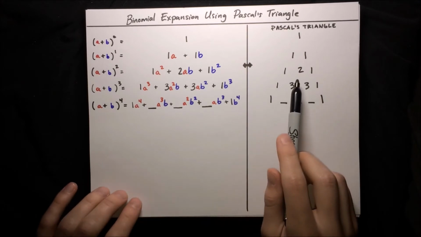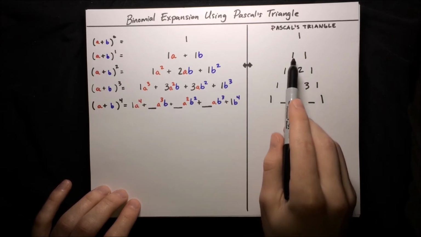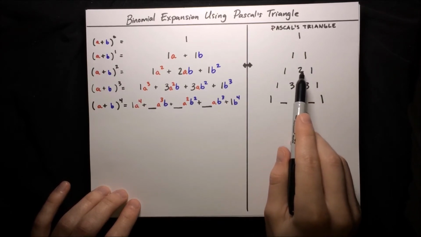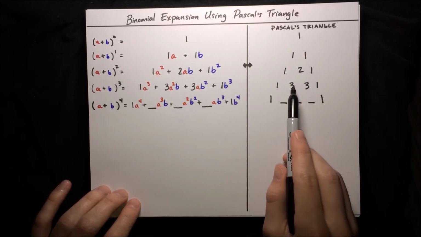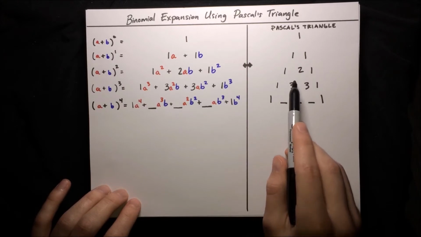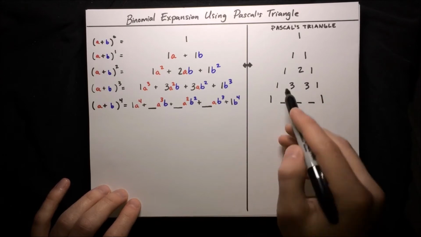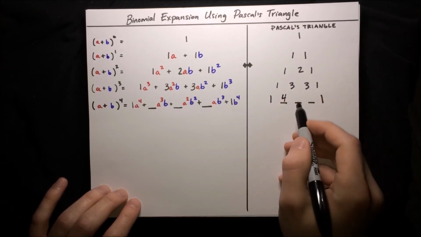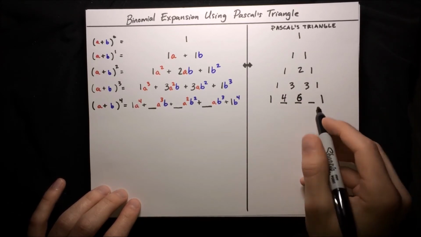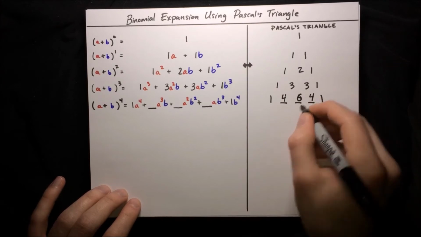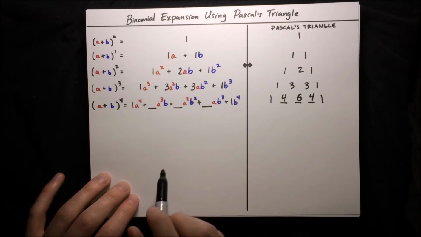Okay, so looking for a pattern. Do you see any patterns in here? Well, hey, look at that. 1 plus 1 makes 2, and then 2 plus 1 makes 3. Also 2 plus 1 makes 3 here. It looks like every entry of the triangle is the sum of the two entries above it. So this entry should be 1 plus 3 is 4. And then this entry here should be 3 plus 3 is 6. And then this entry here should be 3 plus 1 is 4. So now that we see what the coefficients are, we can put them back into our expansion.